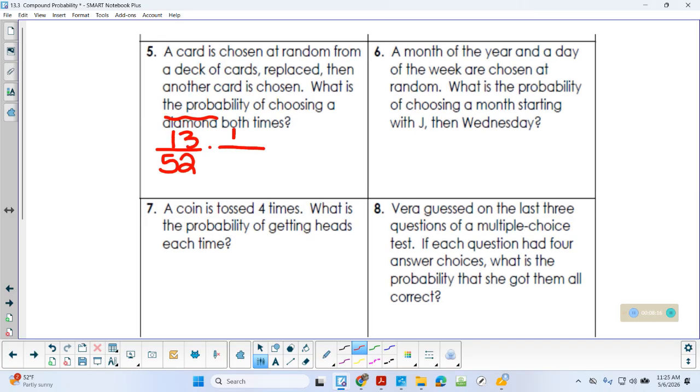And remember, you're doing that both times. So it's the same fraction. Now, of course, I'm not going to bore you with all the math. You can punch it in, reduce it. Your final answer, 1 out of 16.